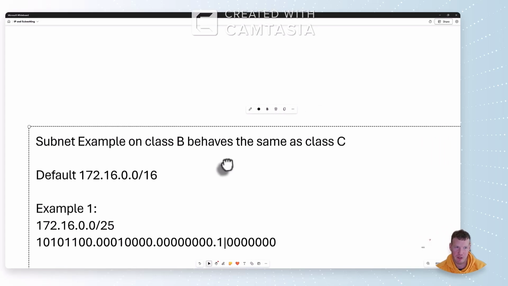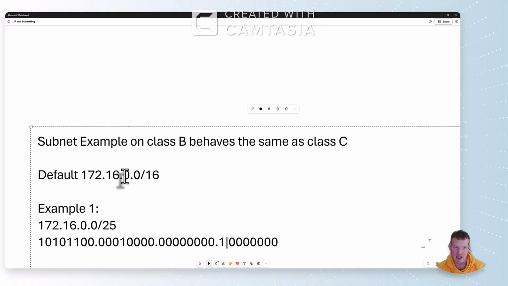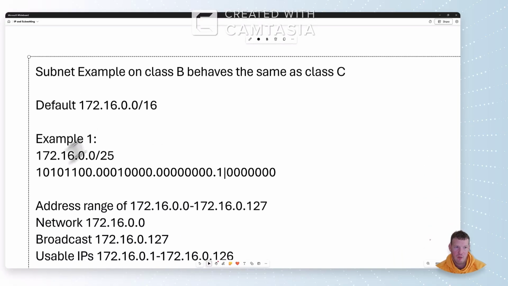So if we look at some examples, subnetting behaves the same as Class C. It's just a matter of where you're going to make your subnets from. So like I said, we had a default of 172.16.0.0/16. So that meant that these first two octets, 8 plus 8, are already used. That's why we have a /16, leaving the last two available for use. But if we were to break it down, using our example from Class C, if we do a 172.16.0.0/25, that means we're going over 25 spaces in our octets.